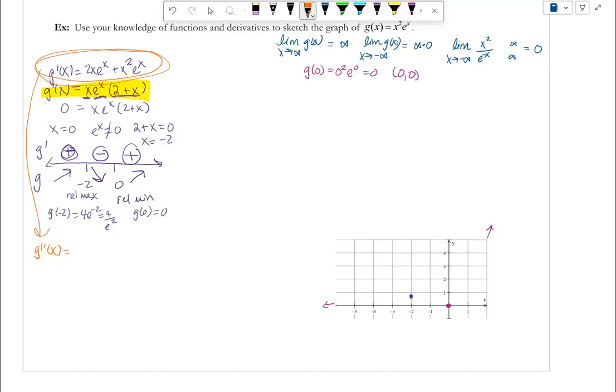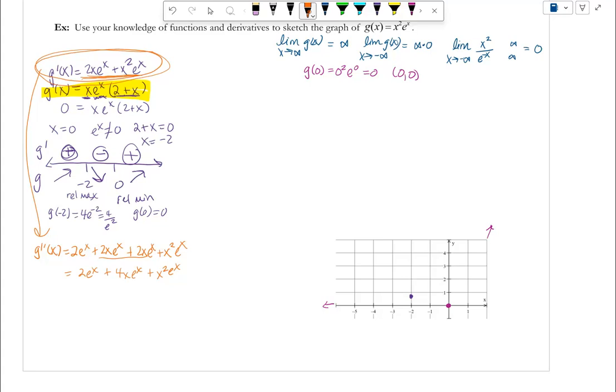So 2x e to the x becomes 2 e to the x plus 2x e to the x. And then the derivative of x squared e to the x, well, that's this whole thing. So I get 2x e to the x plus x squared e to the x. And I could go ahead and combine these terms in the middle. So 2 e to the x plus 4x e to the x plus x squared e to the x.